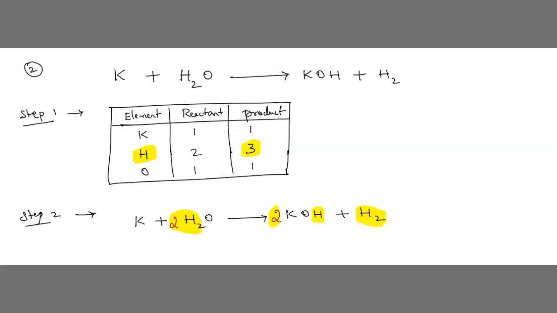No? 2 2s are 4H. Here this 2H plus product side 2H. That is 4H. So we have balanced H.